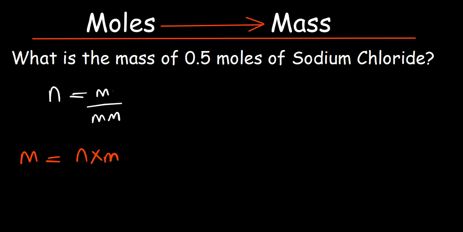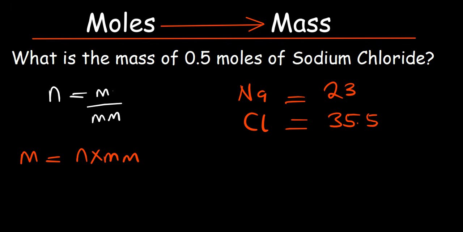So I'm supposed to find the number of moles. Actually, we've been given the number of moles as 0.5, but I'm also supposed to find the molar mass for sodium chloride. In this case, since we've got two elements, sodium and chlorine, what is sodium? On the periodic table, sodium has a molar mass of 23. Chlorine has a molar mass of about 35.5. Okay, I'm supposed to add these two. So 23 plus 35.5, I'm getting 58.5 grams per mole.